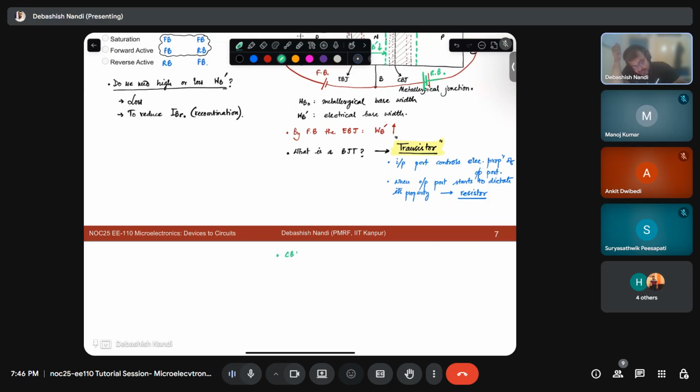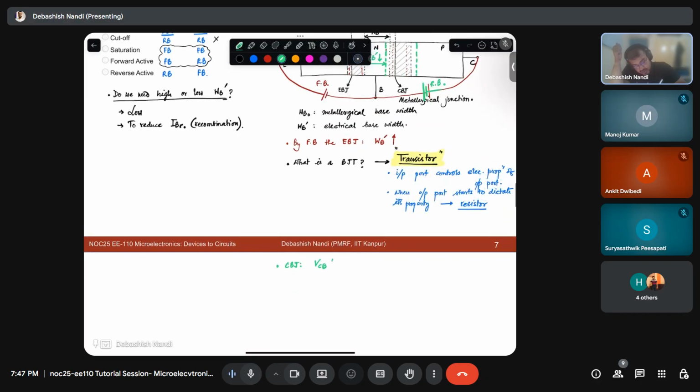If my CBJ VCB is reducing, or let's say the modulus VCB in reverse bias, I am increasing. That will increase the depletion width. That will reduce my WB dash. And what is the consequence of reducing the WB dash?